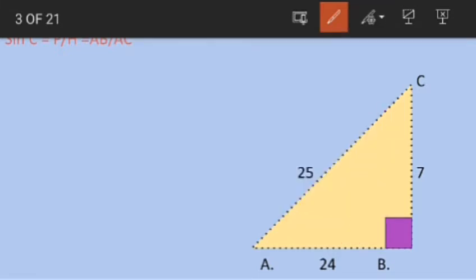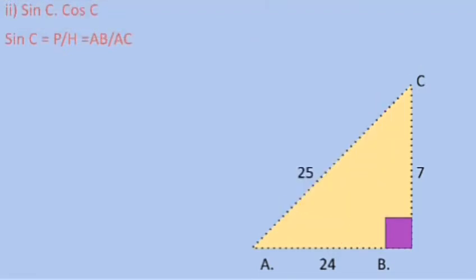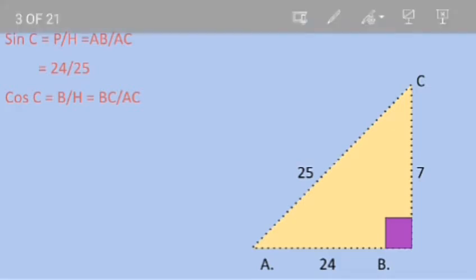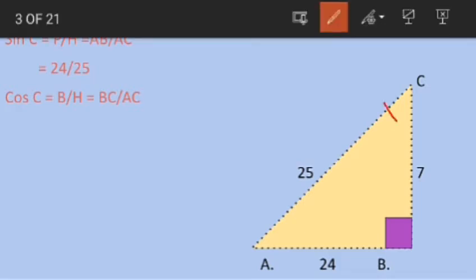Now substituting the values, class, of AB and AC, you will get sin C equal to 24 by 25, that is 24 divided by 25. Similarly, cos C is going to be base upon hypotenuse, and this time, as I mentioned earlier, the base will be the side which is adjacent to the given angle.